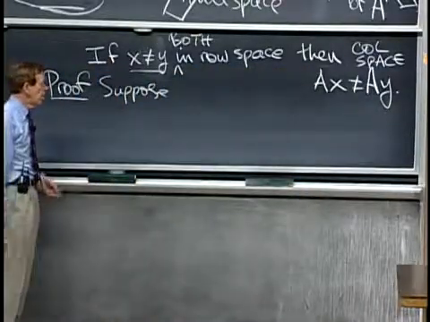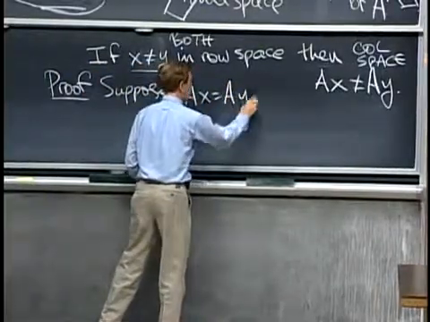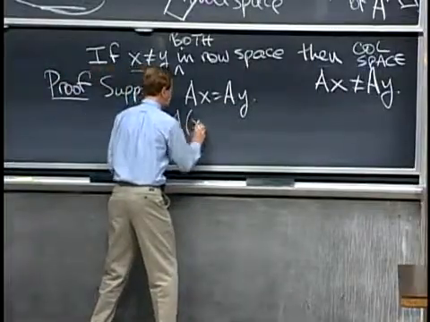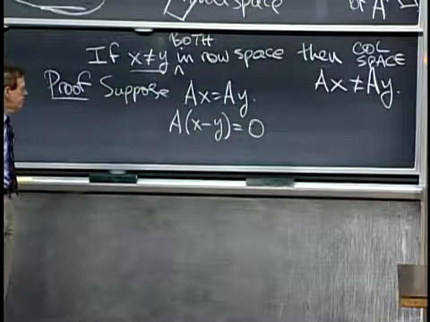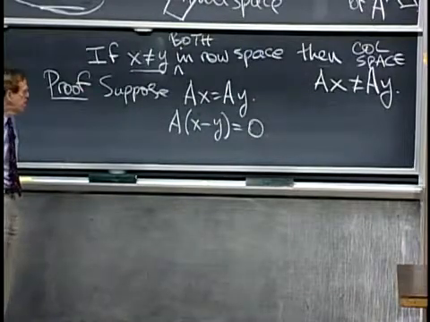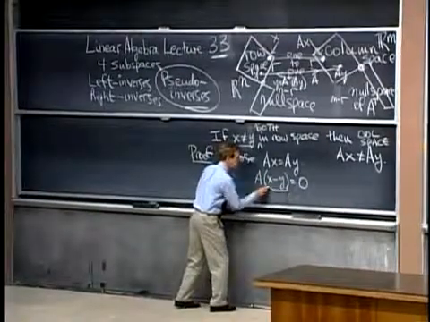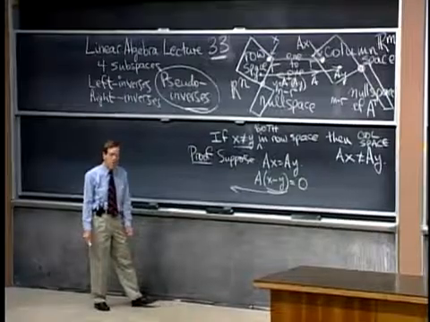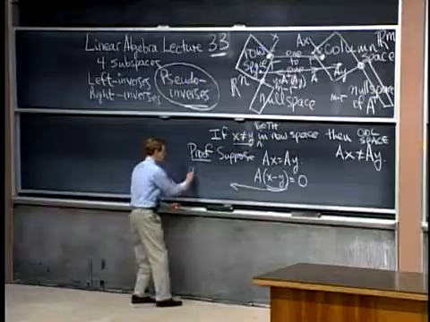So suppose they weren't. Suppose Ax equals Ay. Well, that's the same as saying A(x minus y) is 0. So what? So what do I know now about x minus y? What do I know about this vector? Well, I can see right away. What space is it in? It's sitting in the null space, right? So it's in the null space.